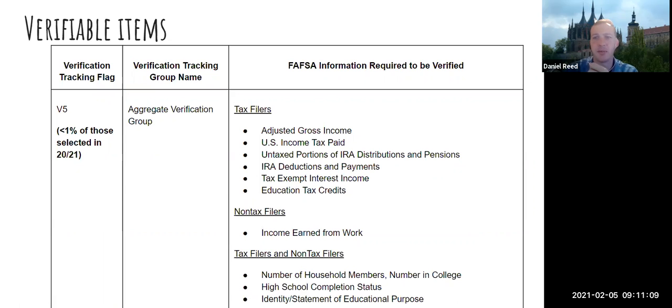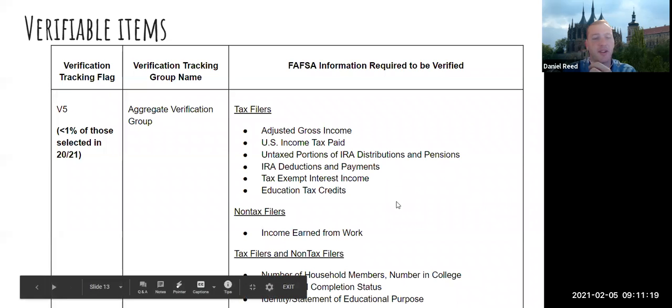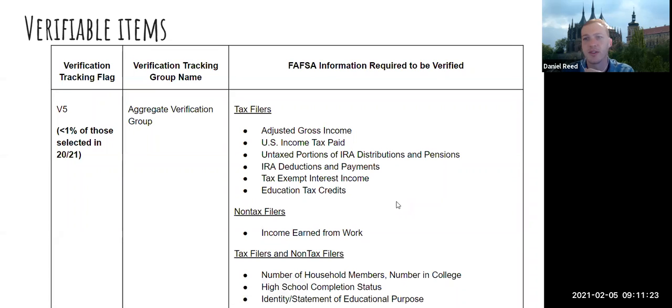So they'd have our normal verification worksheet, whether dependent or independent, pop up along with the appropriate income documents, as well as the identity statement of educational purpose document. So there'd be a lot of information for those students to sign because they're essentially doing both types of verification at the same time.